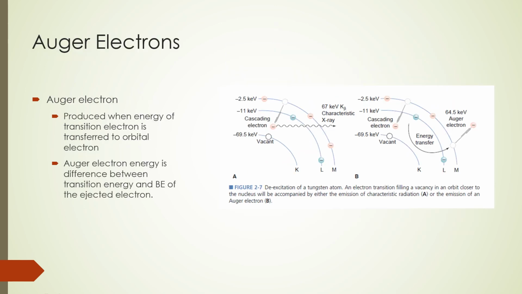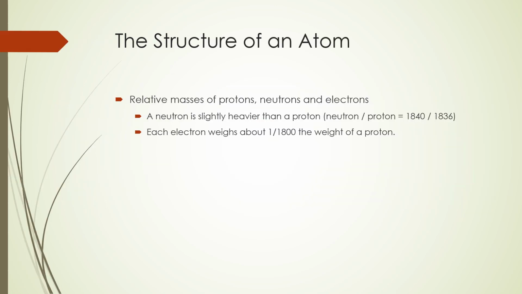Auger electrons are those electrons produced when the energy of a transition electron is transferred directly to an orbital electron, usually in the same shell as the transitioning electron, leading to the release of an Auger electron. Again, the Auger electron energy is the difference between the transition energy and the binding energy of the ejected electron. So this figure shows you an electron making a transition from an M shell to a vacant shell. In this case, the energy of the electron is transferred directly to an orbital electron, which is then knocked out of the M shell.